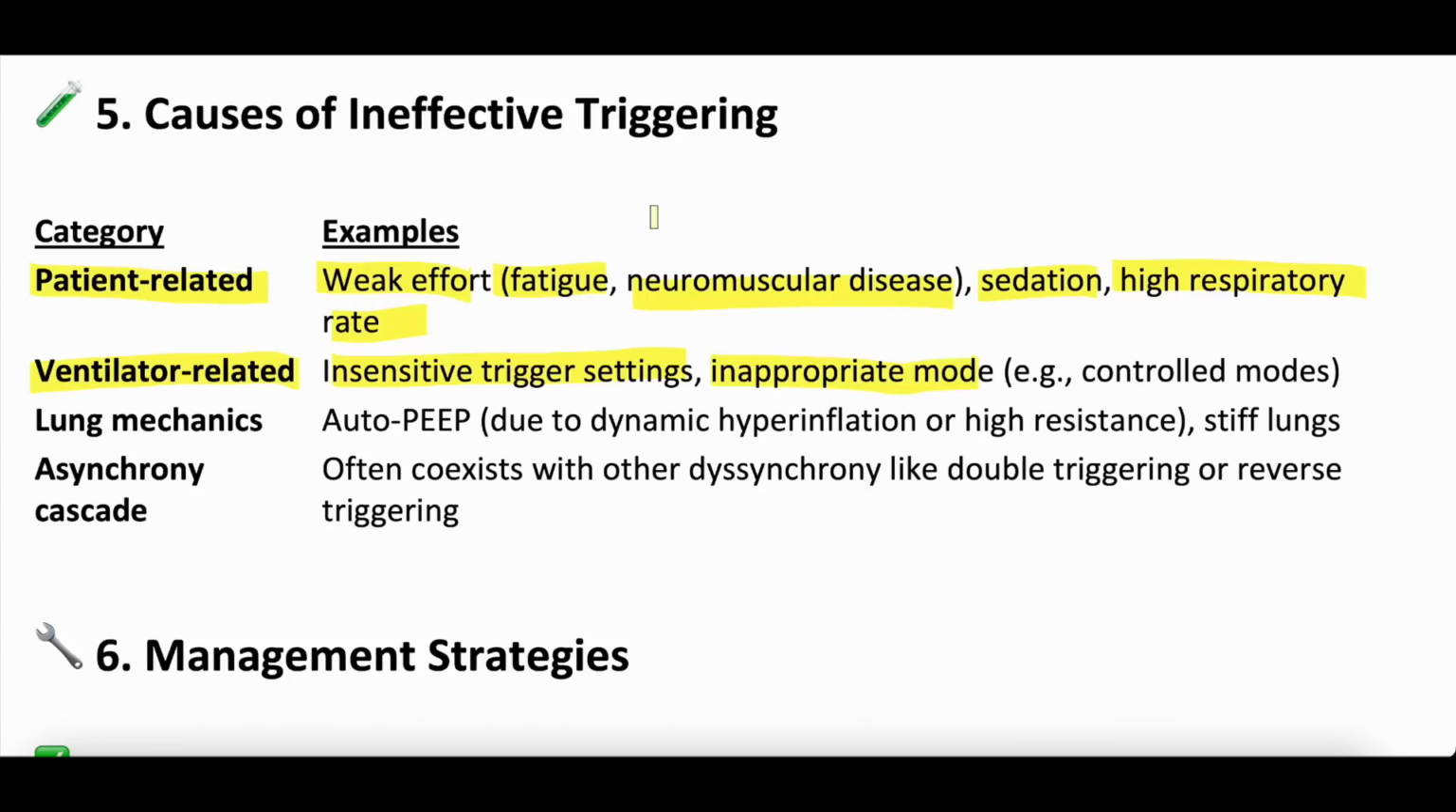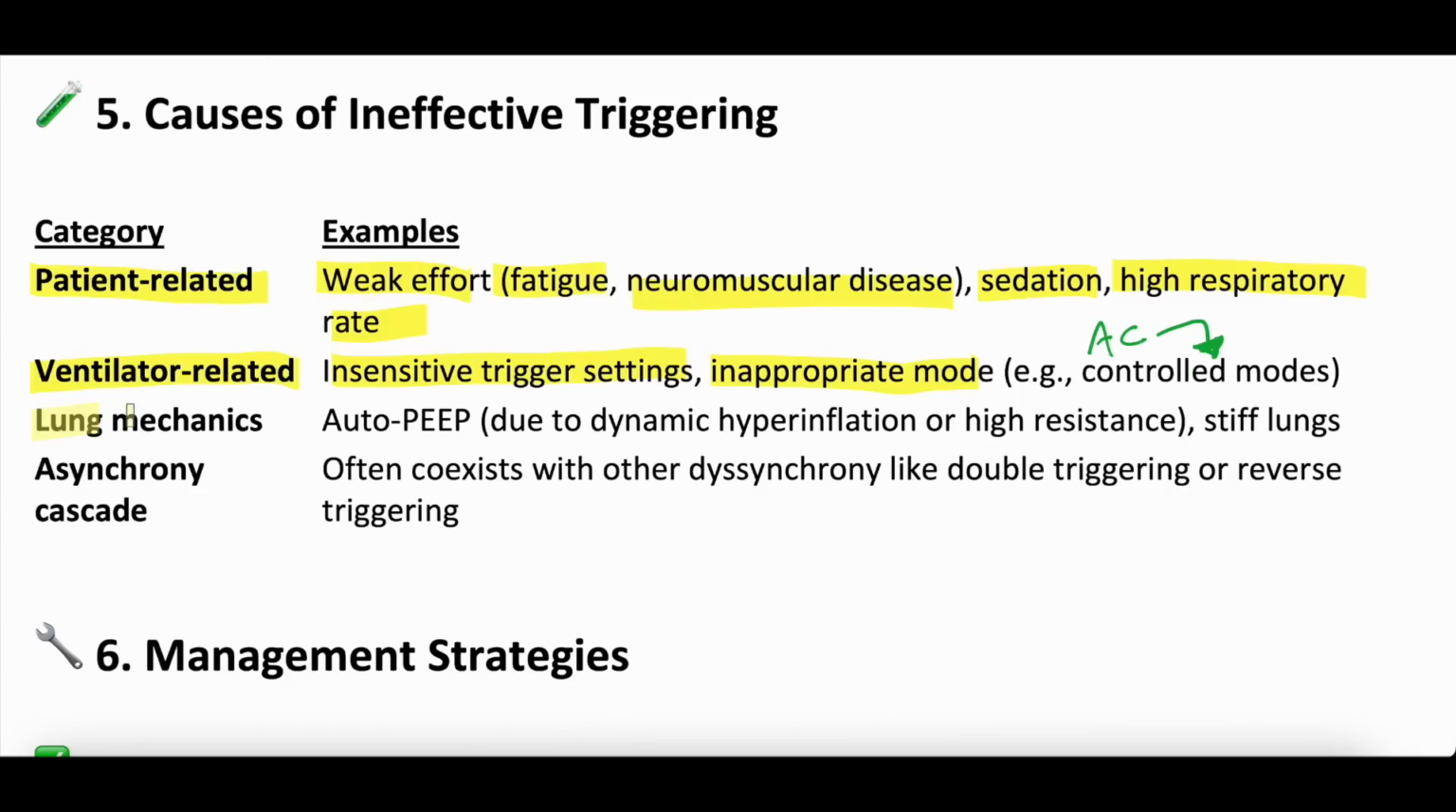Or inappropriate modes. We mentioned that most modes are usually assist control, but not all of them are. So if you're in a controlled mode that is not assist control, that might also lead to ineffective triggering because these patients' modes don't have the same triggering modalities as assist control does.